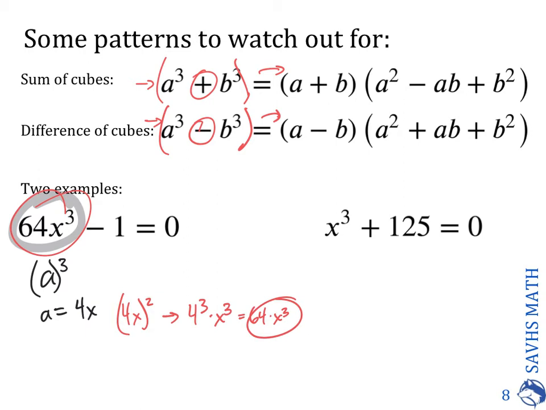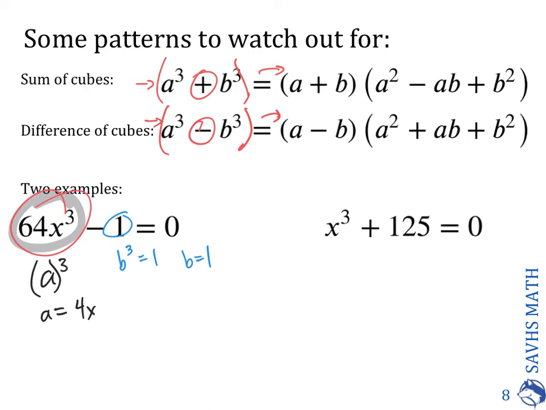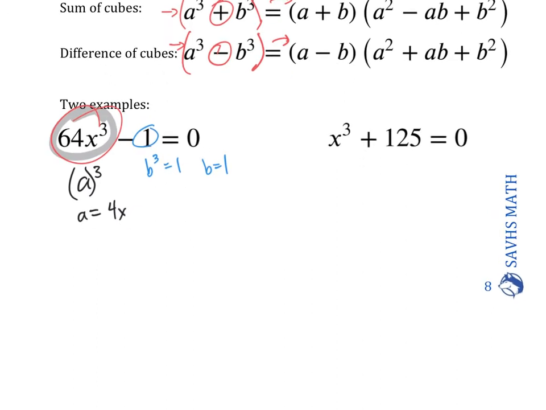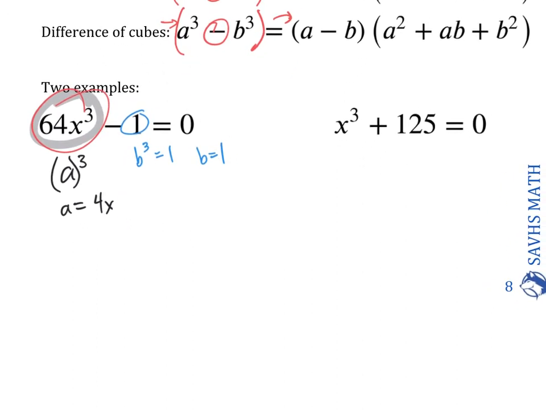I can do basically the same thing here, except this one is a lot easier because b cubed is 1, and so b has to be 1. Okay, so now I know what my a and b are. I have a difference of cubes, so I'm going to use the formula at the very top of the screen. So a is 4x, b is 1. Wherever I see an a, I'm going to write 4x. Wherever I see a b, I'm going to write 1. Here goes.